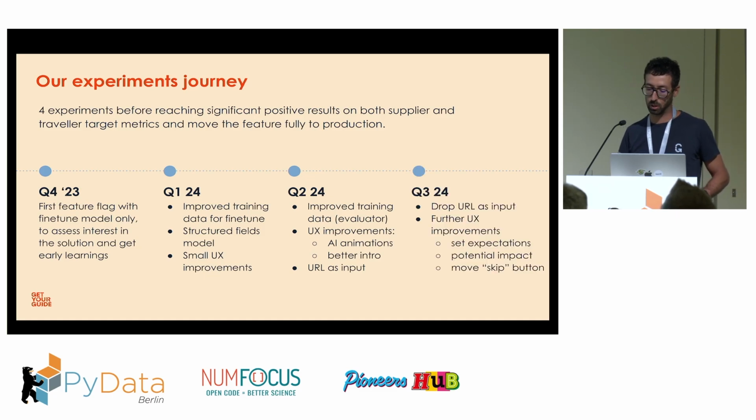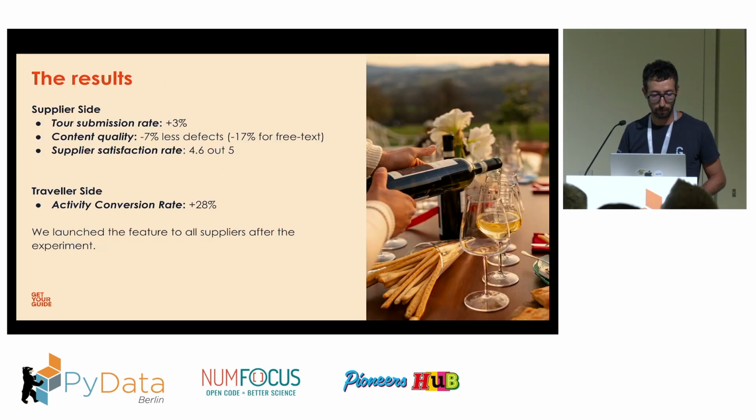We ran another experiment with other UX improvements, with better setting of expectations. We added signals and recommendations clearly showing the potential impact, because we knew it from Q2. And we also moved the skip button, which really helps adoption. I can show you a bit more in a second.